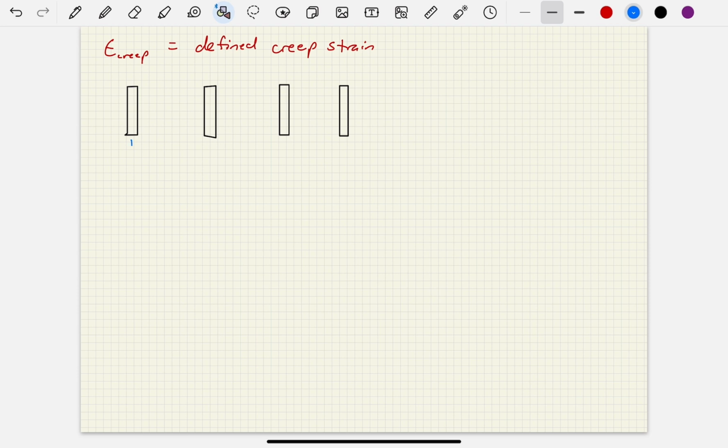And let's say that we put a load here, P1, on the first specimen. And then we put a different load, P2, on the next specimen. And then a different load, maybe P3, and so on. Let's call this P4. And let's say that P1 is less than P2, is less than P3, is less than P4. So what we're saying is each one of these loads, P1, 2, 3, 4, is getting bigger compared to the previous load.